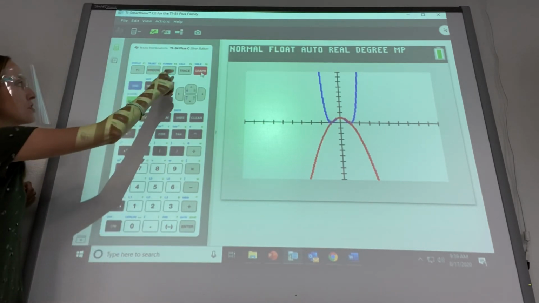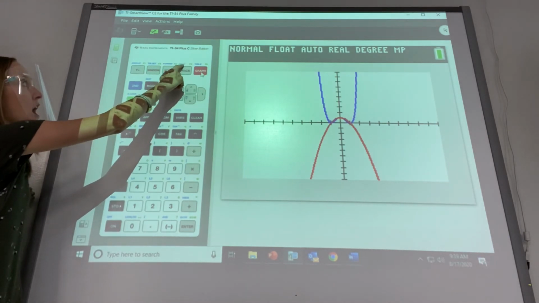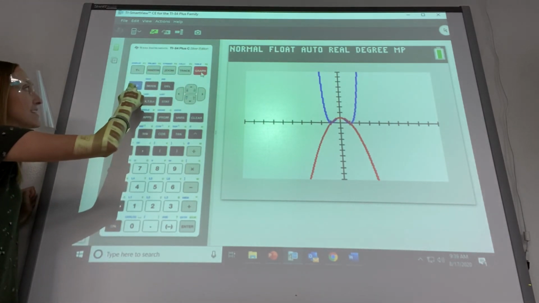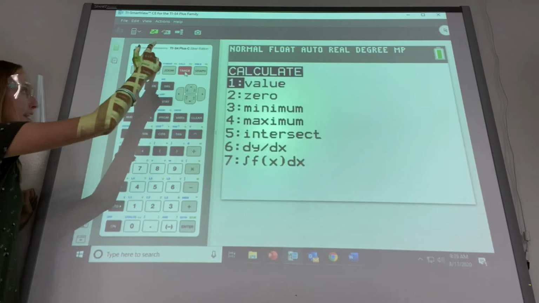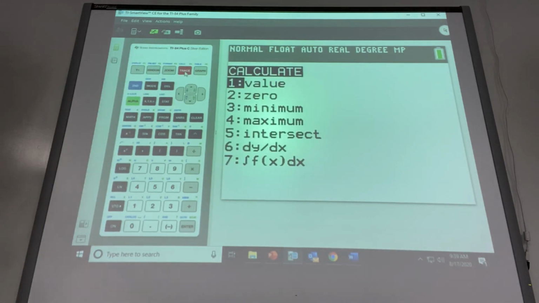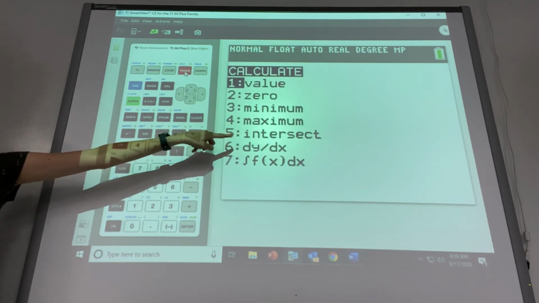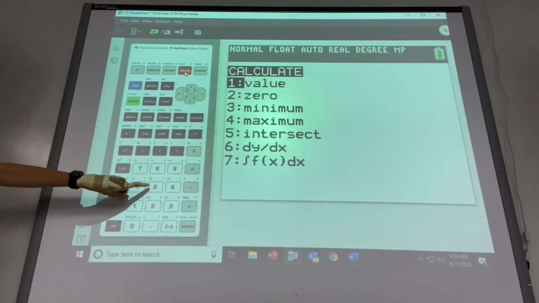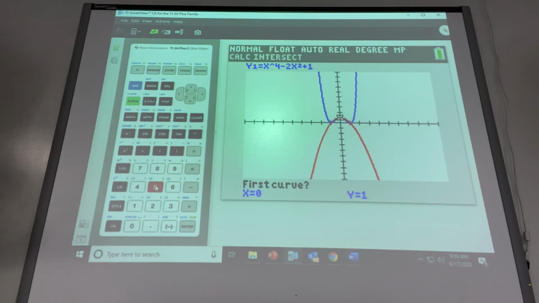What I'm going to go to first is the calc option. I have to hit second trace to pull up the calc or calculate. And if you look right here, option number 5, you can just hit 5. That's the intersection. If you have a TI-83, it's possible that some of the questions are different, but it should ask you 3 questions.